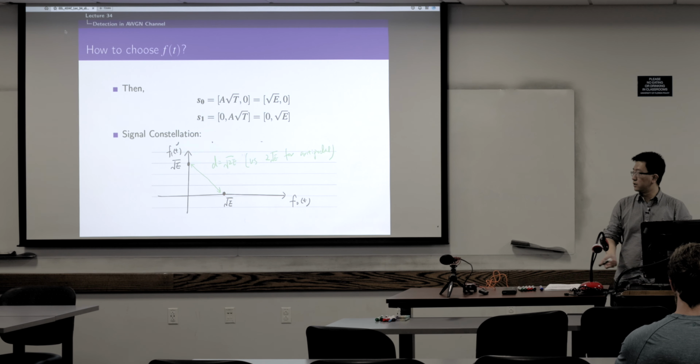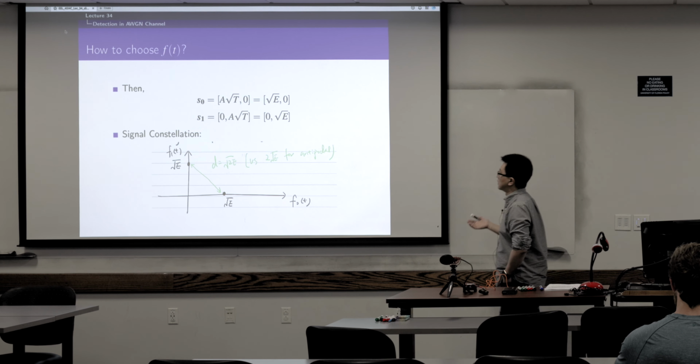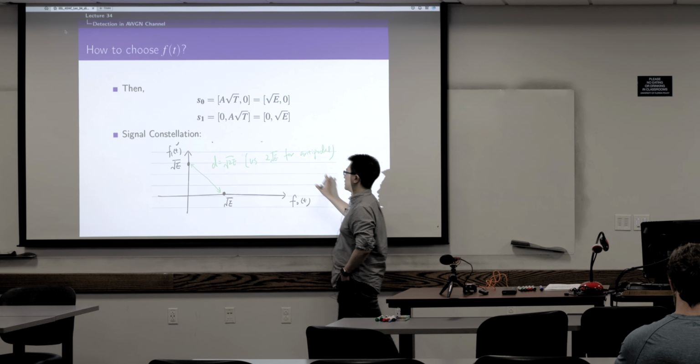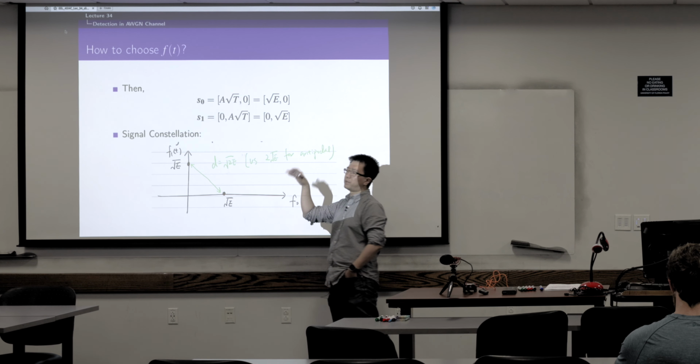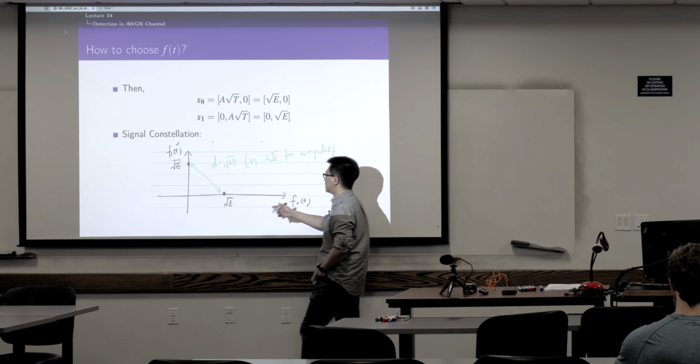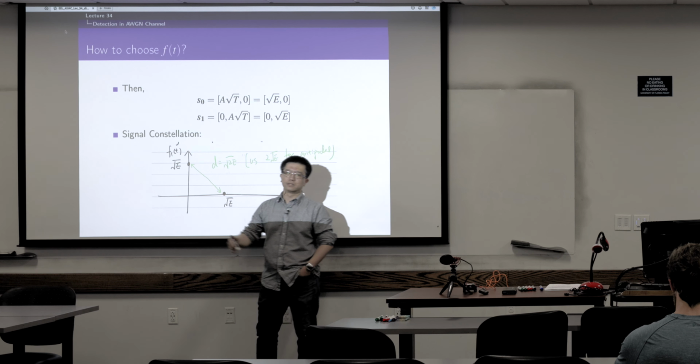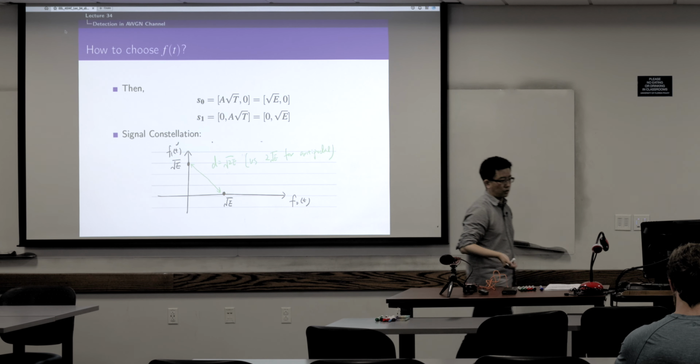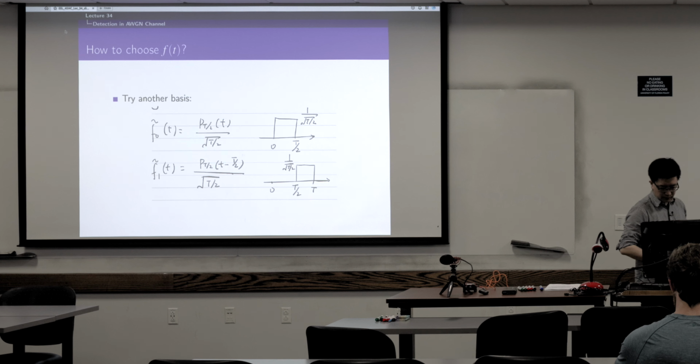Okay, so basically, when we decide the signaling, we want to decide on this domain, right? Once we determine how many bases we're going to use, then we're going to decide the locations of each point here, right? So that's called constellation.